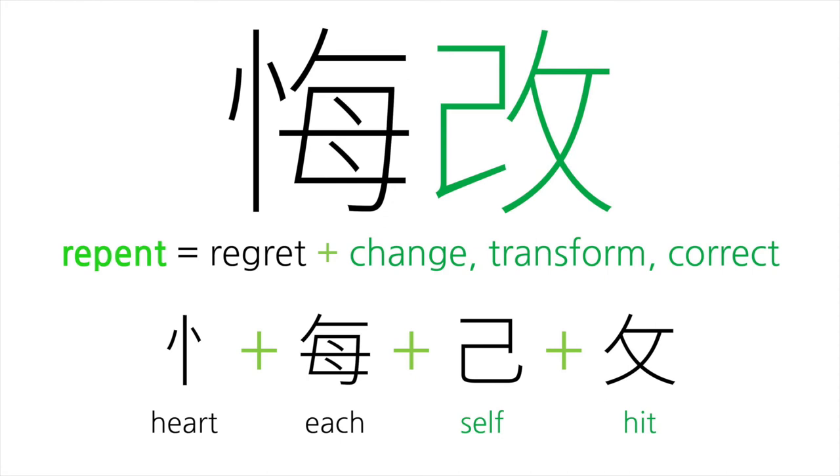So on the left, we have self, and on the right, we have hit, to represent the word change, transform, correct. And I would further indicate that the word for hit really represents a hand holding a stick. So it's essentially representing that something or somebody, in this case somebody because it's self, is being hit with a stick. I'm going to give you some time to think about it: how do you think that correlates with change, transform, correct, reform? What do you think?